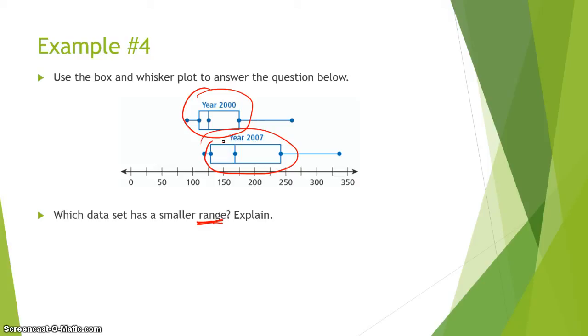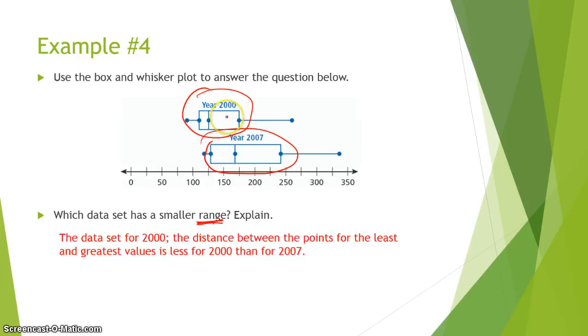So it's going to be year 2000. The data set for 2000, because the distance between the points for the least and greatest values is less than 2000 than for 2007. So you're looking at those graphs there to answer the following questions.